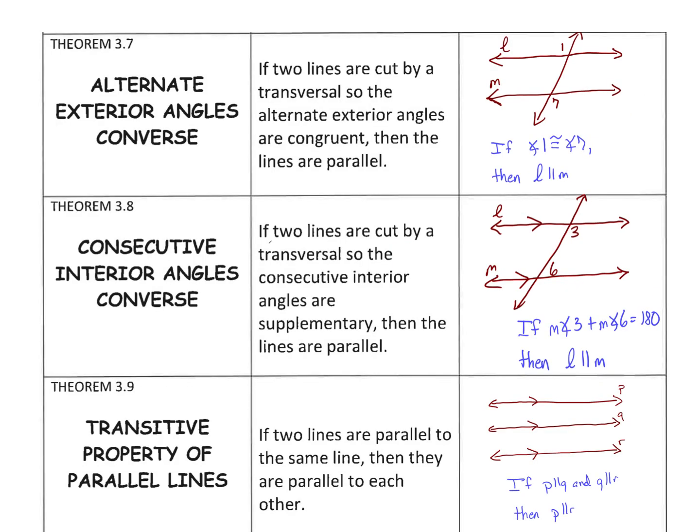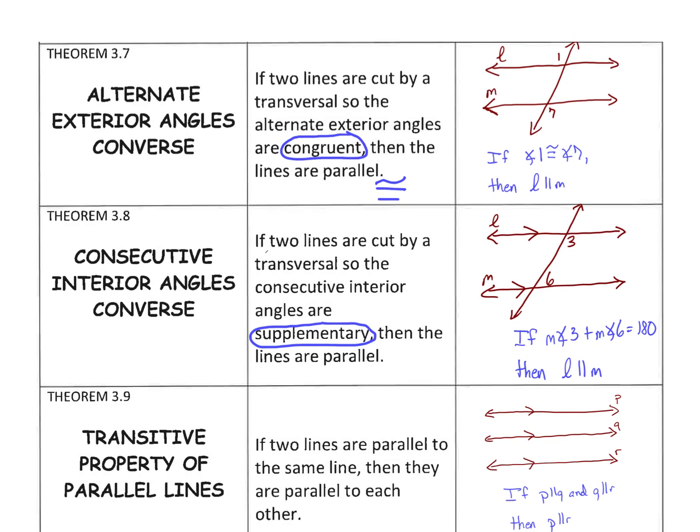All right, so alternate exterior angles. Main thing with those is that they're congruent. And if they're congruent, then we know that the two lines are parallel. Consecutive interior, they've got to be supplementary. And what's supplementary mean? No, what is it? They equal 180. So consecutive interior have to equal 180.